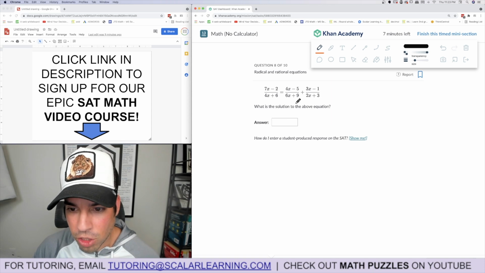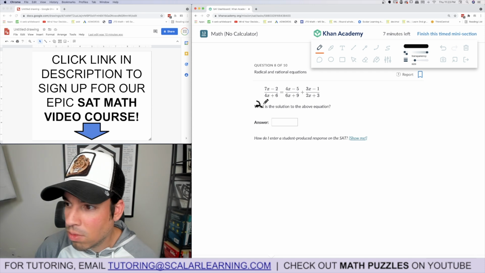Okay, 8. Wow, this is just a really hard mini test. What is the solution to the above equation? Okay, we need common denominators. I'm going to first factor the denominators, so I'm going to try and save time because I'm running low on time.